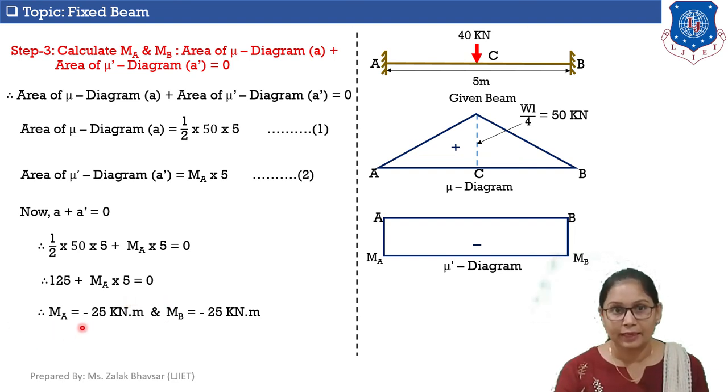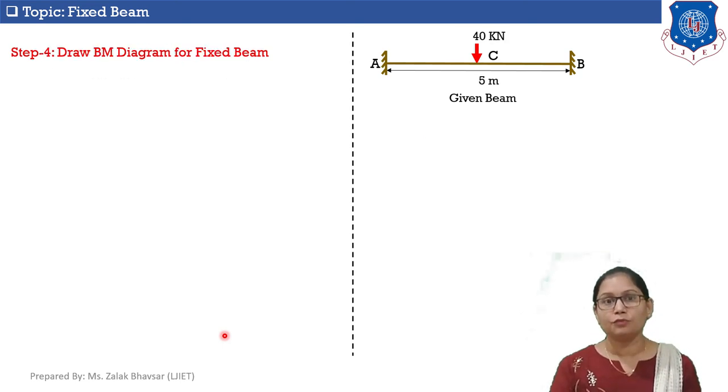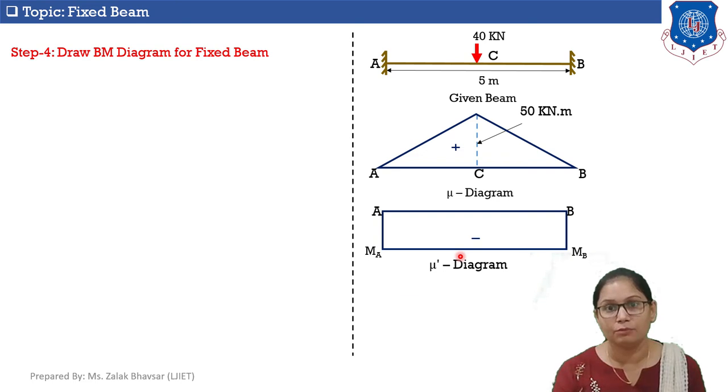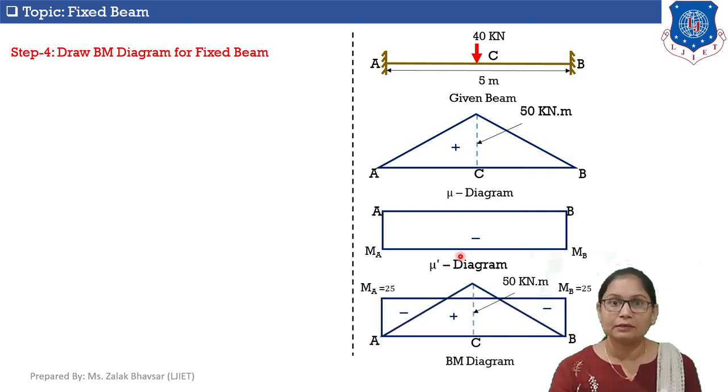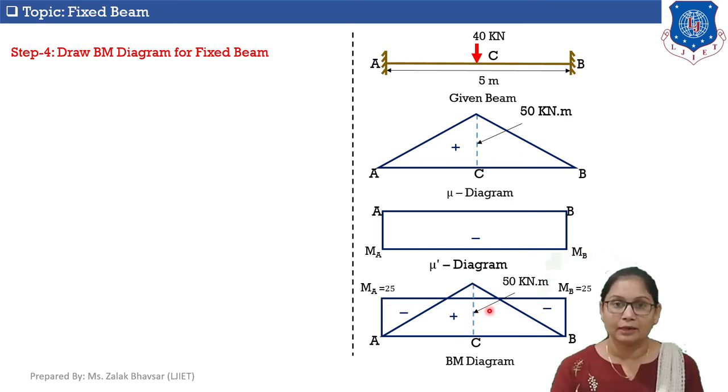Therefore, I can say that MA is equal to minus 25 kilonewton meter. Here, MA is equal to MB. That's why MB is also minus 25 kilonewton meter. Now, let's move to step number 4. In step number 4, we will draw the bending moment diagram for a fixed beam. It is nothing but the combination of the Mu diagram and the Mu dash diagram. Here you can see that this is the bending moment diagram, where bending moment at C is 50 kilonewton meter and MA and MB are 25 kilonewton meter.